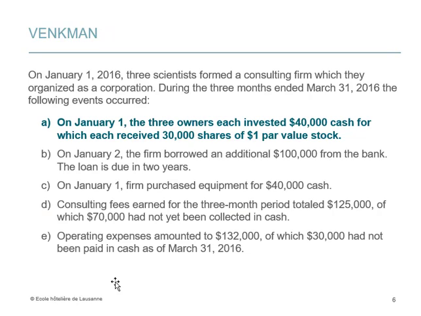Let's move forward, and now we're starting to deal with the transactions of our Venkman problem, starting with the first one. On January 1st, the 3 owners each invested $40,000. So if we have 3 owners, the total amount of money invested was $120,000, for which each received 30,000 shares. If each received 30,000, it means 30,000 times 3, so 90,000 shares were issued, at $1 of par value per share.